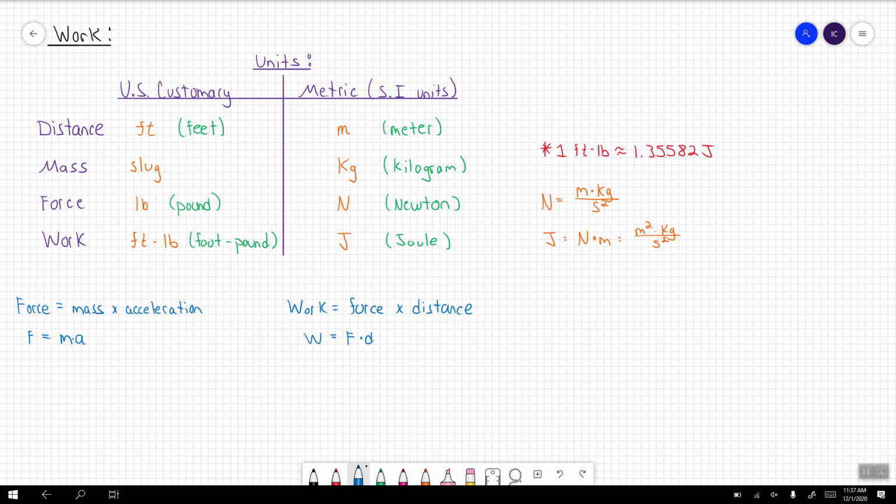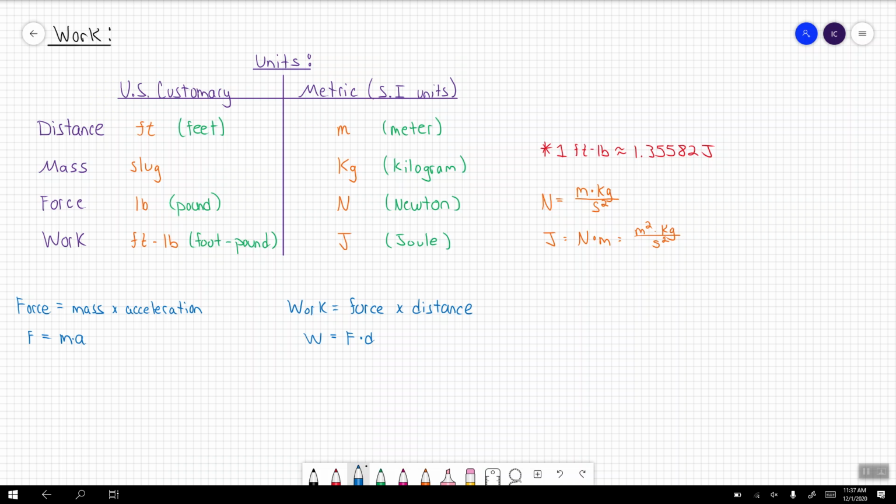Whereas the metric or the SI units, and SI is an abbreviation for International System of Units, distance is always going to be measured in meters. The mass is always going to be measured in kilograms. A force is always going to be measured in newtons. And work is always going to be measured in joules.